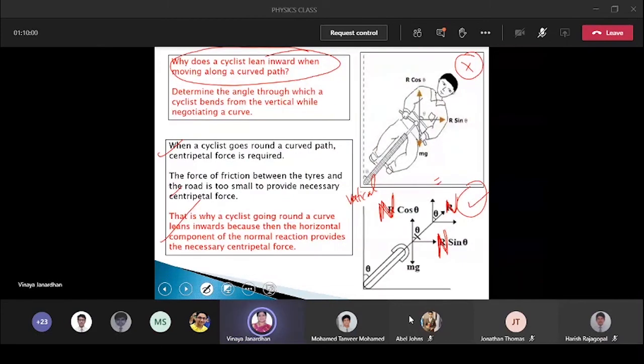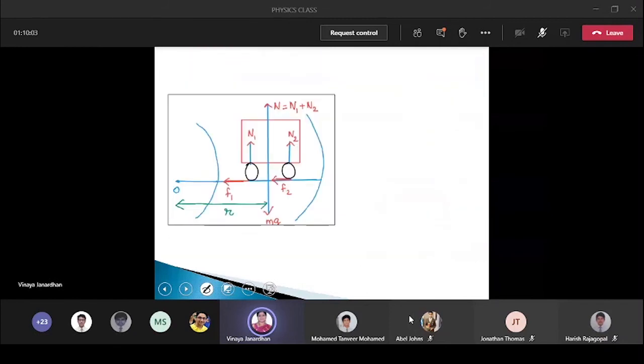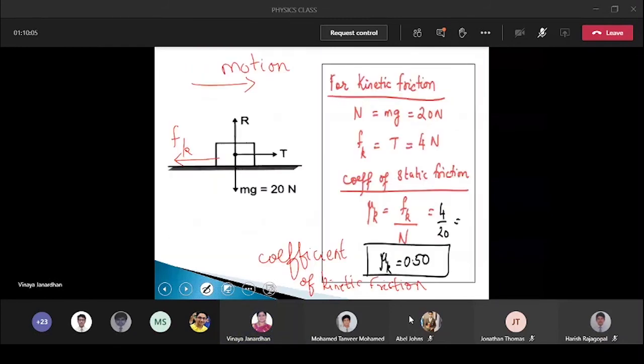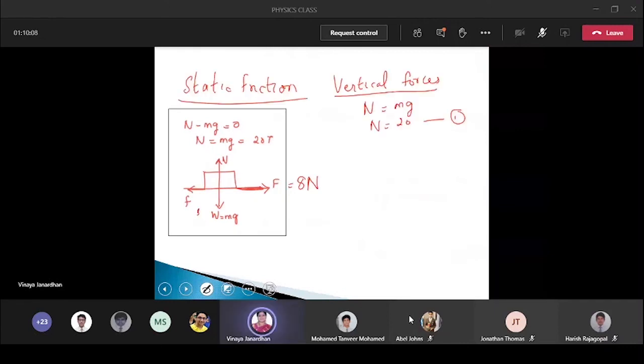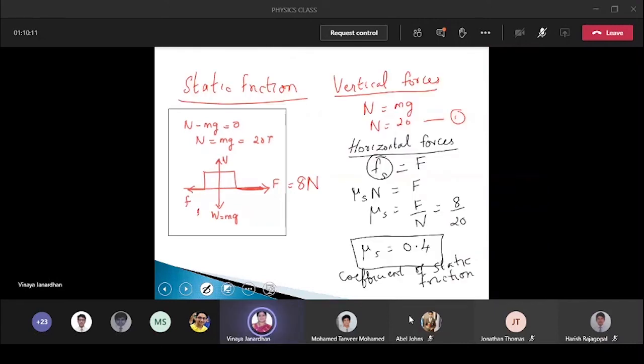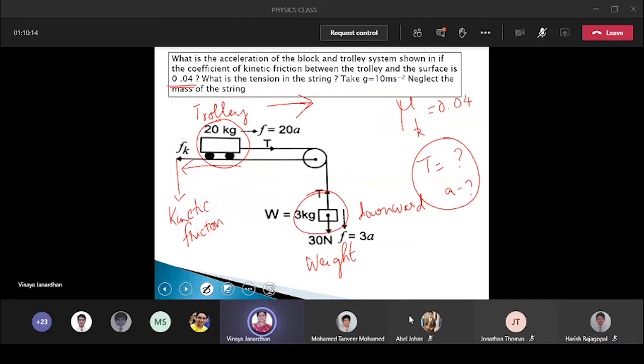Okay, I'll start with the numerical, whichever was left. What is the acceleration? Now, can you see this diagram? You have a trolley of mass 20 kilogram. Say it is placed on a tabletop. The trolley is being pulled by a string which is moving over a pulley. The other end of the string is attached to a block of mass 3 kilograms.